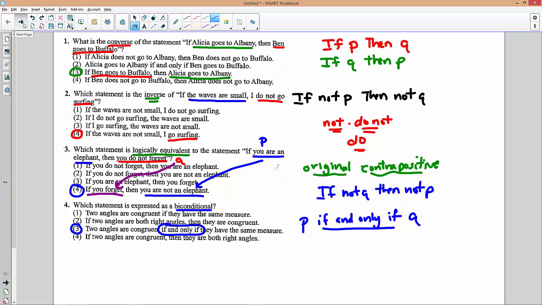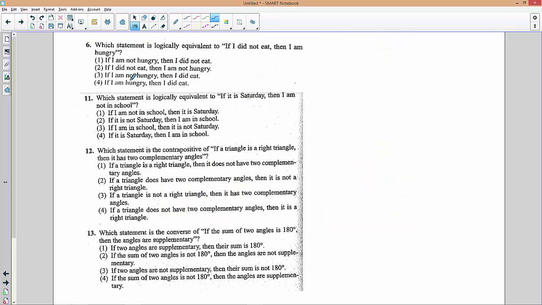All right, let's go to number 6. Which statement is logically equivalent to this one? So again, we're looking for a swap. This is my P, and this is my Q. So we're looking for not Q to go first, right? I'm going to use my new notation here: not Q, then not P, okay? But I'm going to say it in case you don't remember what I just taught you.